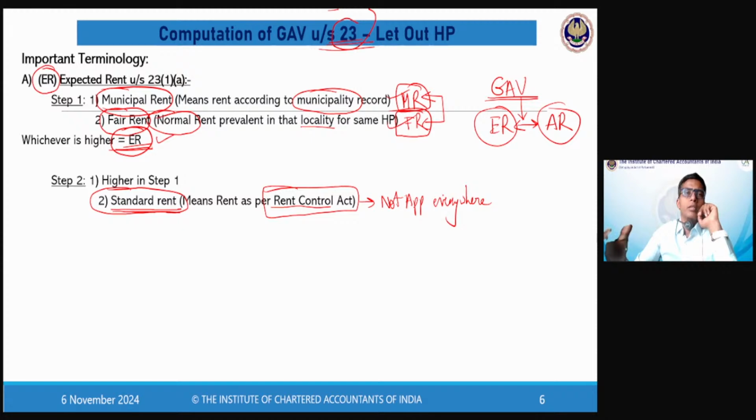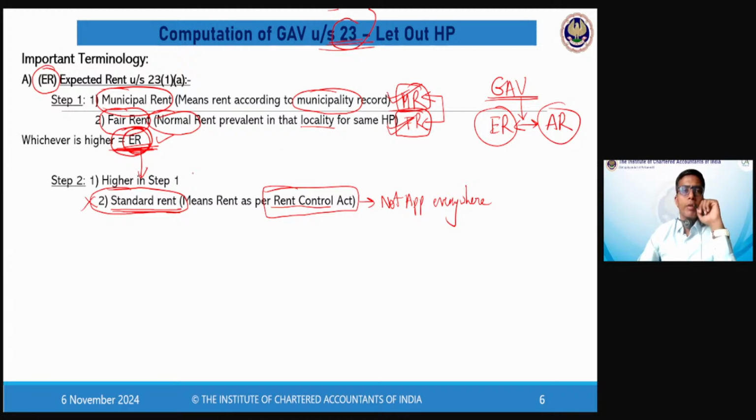There was a time, up to the 1990s, where major parts were under Rent Control Act. Slowly, steadily, the government has started easing this out, and now very few areas are under Rent Control Act. So only in those areas you get standard rent. Otherwise, this figure is not there. If this figure is not there, then you already have the answer of ER. It is the higher of MR and FR. But if standard rent is given, then whatever is the higher figure of MR and FR, you take that figure.